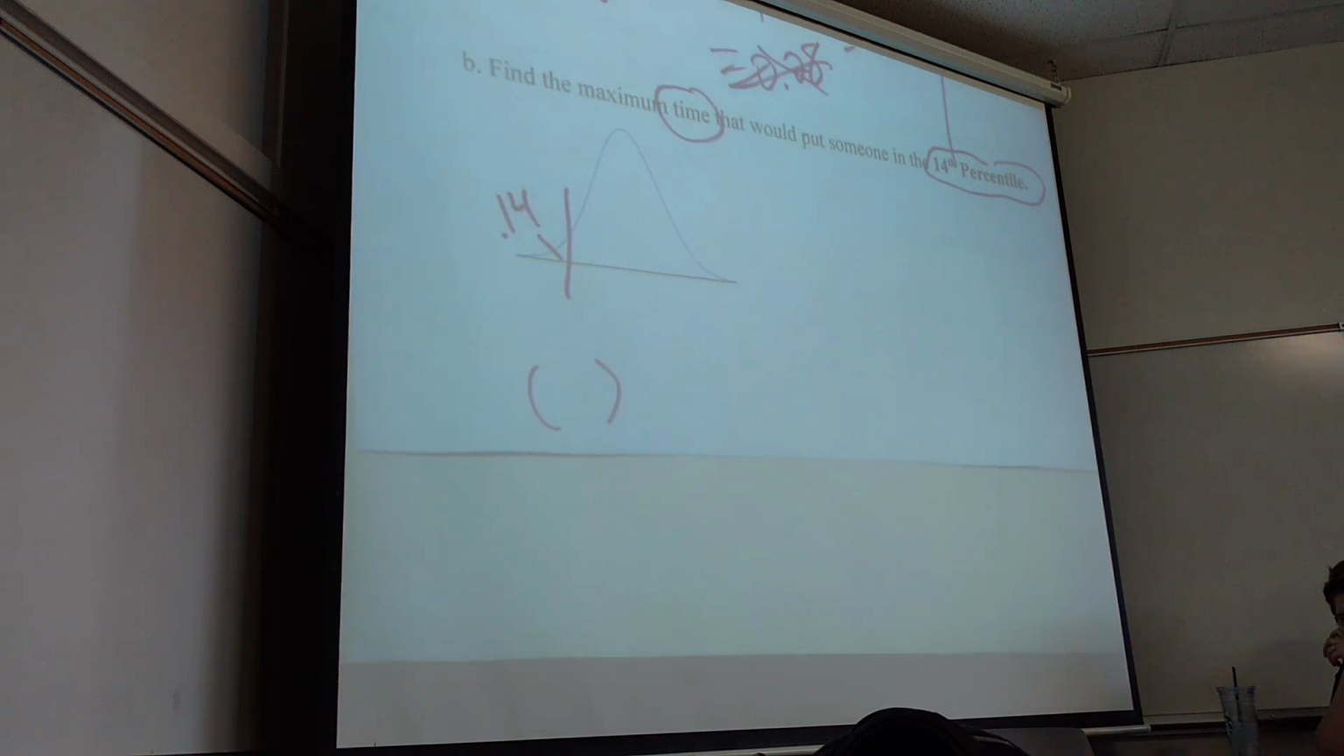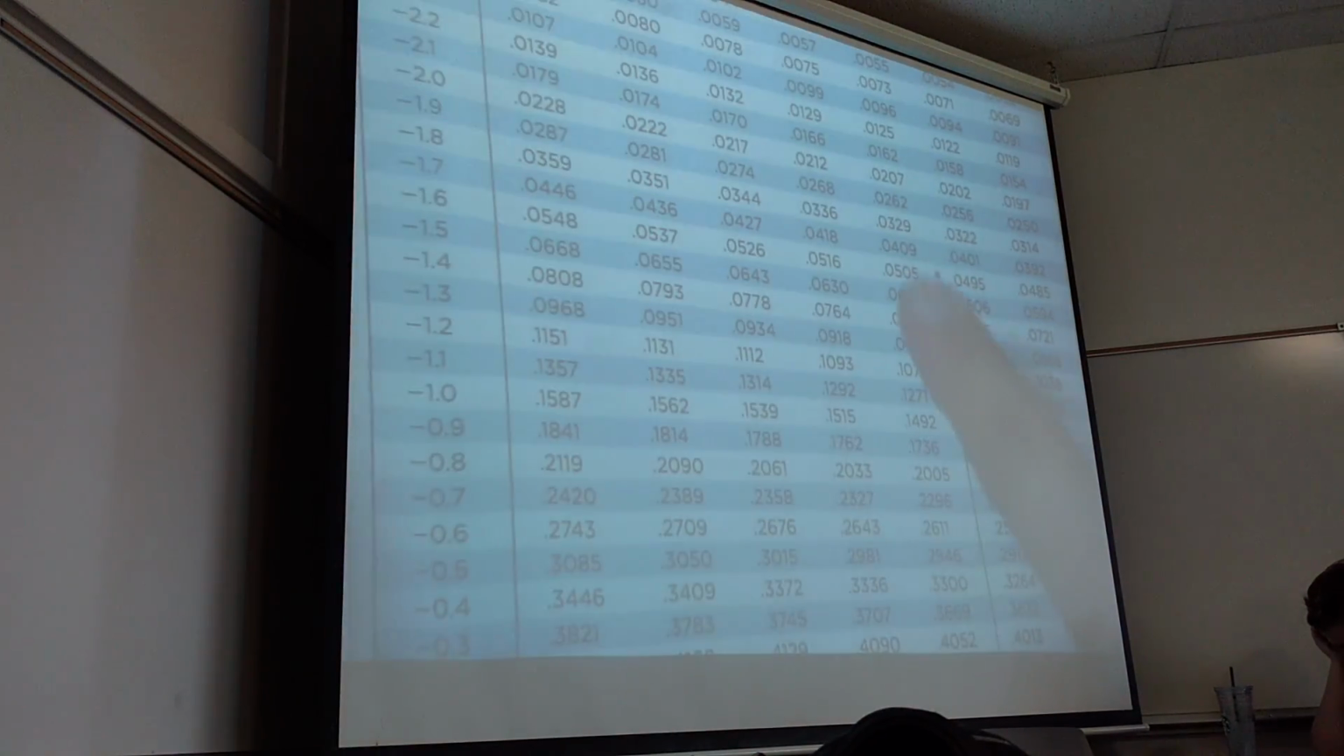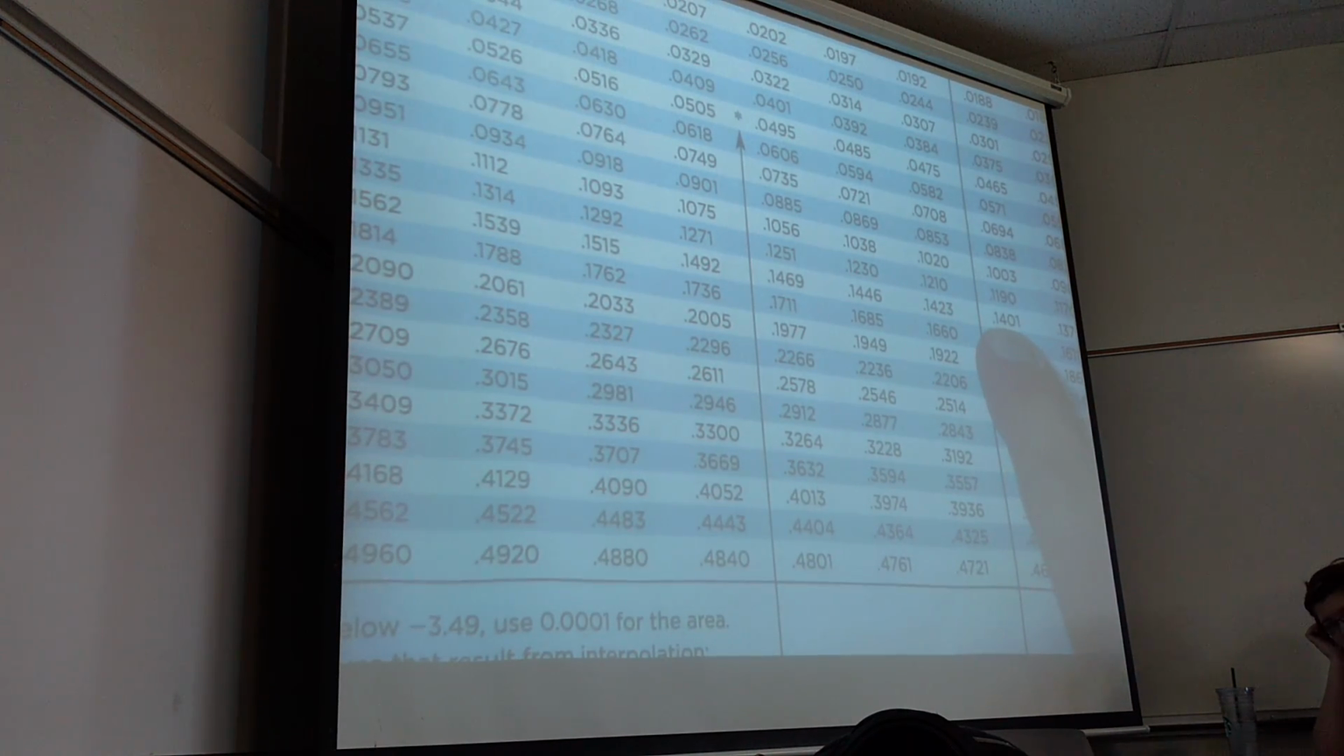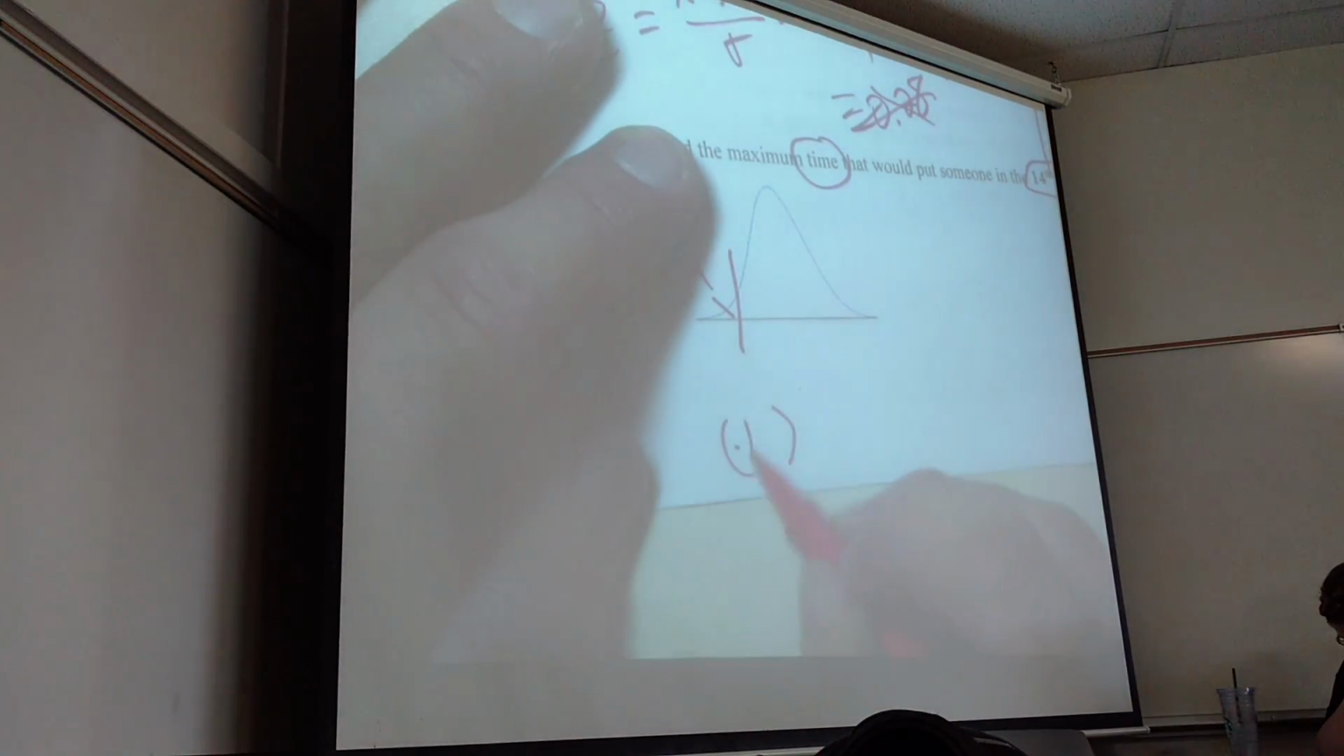And just realize you know which side you're looking on. Don't go into it blind going, I don't see anything on the negative side, because it's on the negative side. 0.14, it's not 0.014. Hey, that's the closest I can get, right there. You see that? 0.1401. It's very often you won't get exactly the number, but just get as close as you can. And what z-score is that? Negative 1.08.